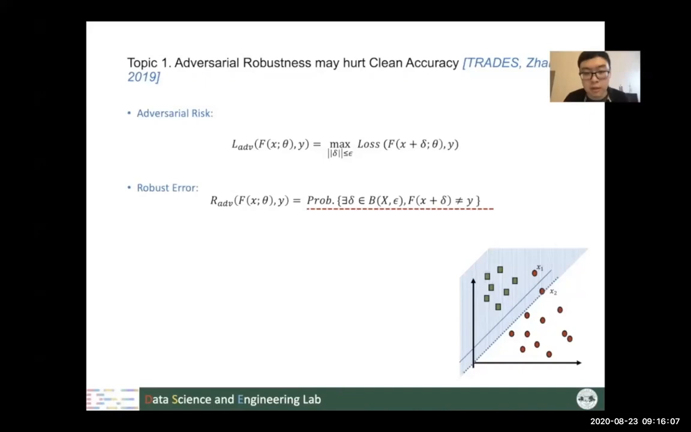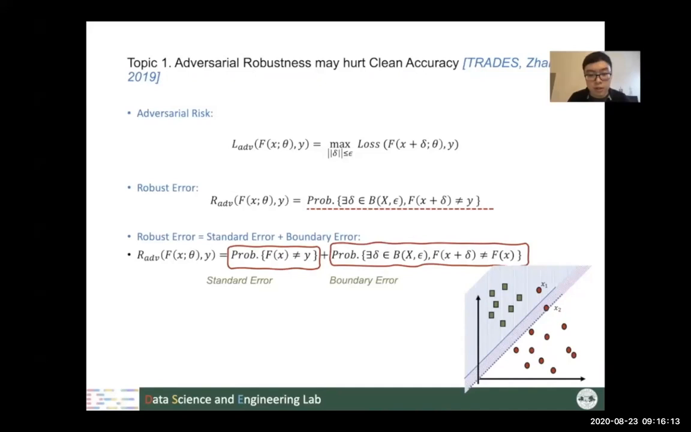So now here is where the idea of this work comes in. It splits this error term into two probabilities. Here the first one means the red region in this example, which corresponds to the standard error of the model. And the second term is this boundary error, which means the probability that an example is very close to the decision boundary, which means the purple part in this example.